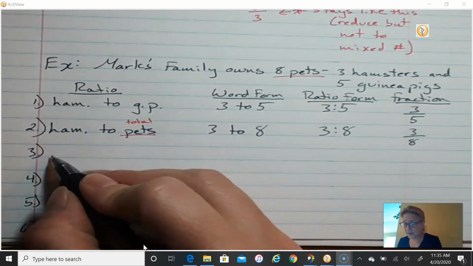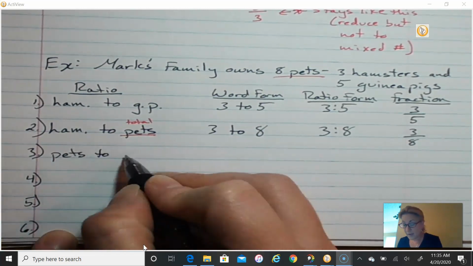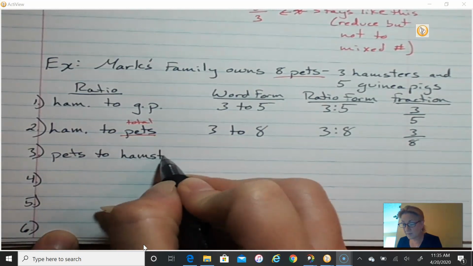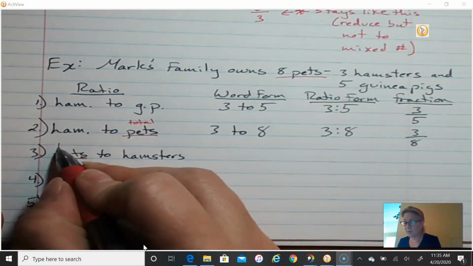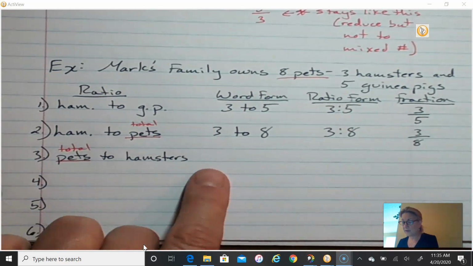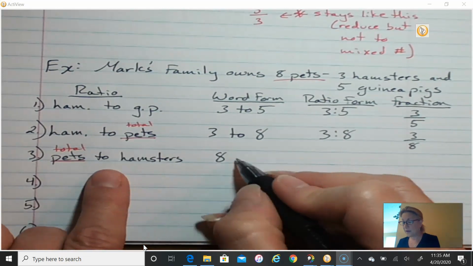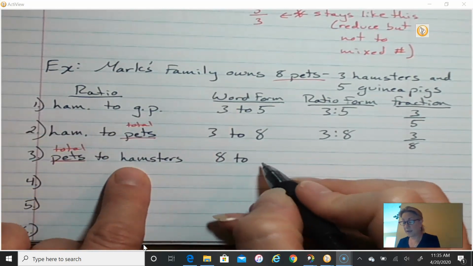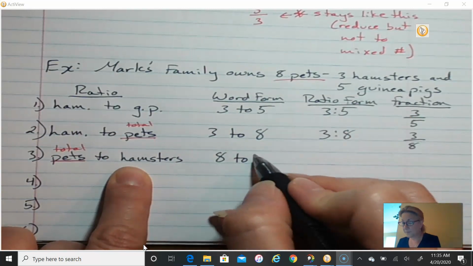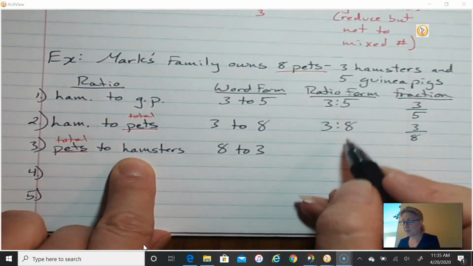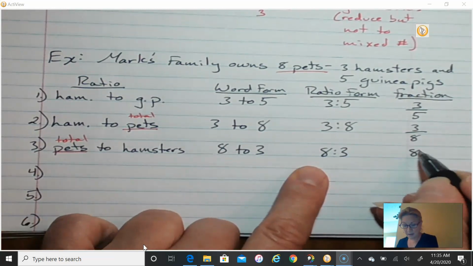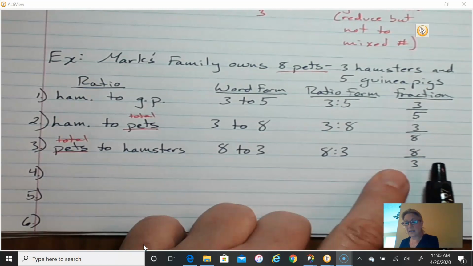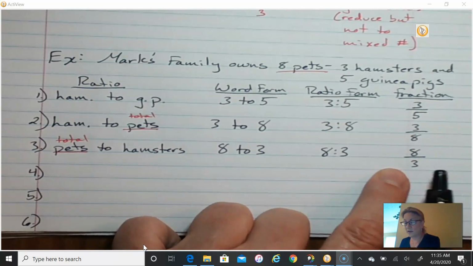All right, 3 pets, 2 hamsters. Okay, how many total pets? Okay, that's total. How many total? There's 8. And this is word form, so 2. How many hamsters? 3. Now we write it in ratio form, 8 to 3, in fraction form, 8 to 3. Leave that in that weird, improper fraction looking thing.